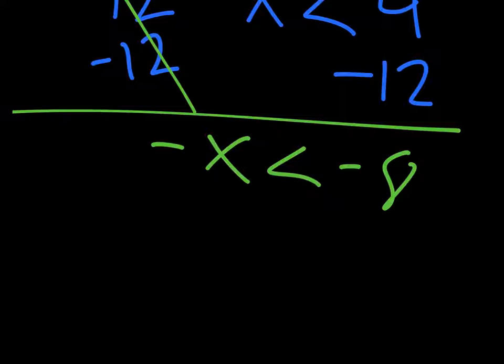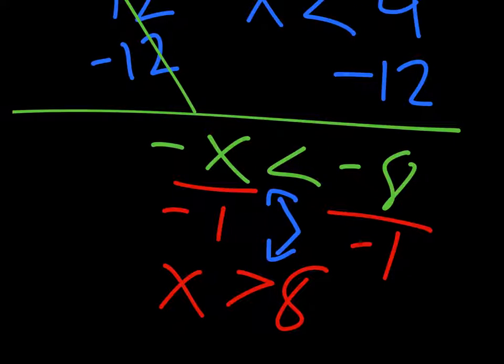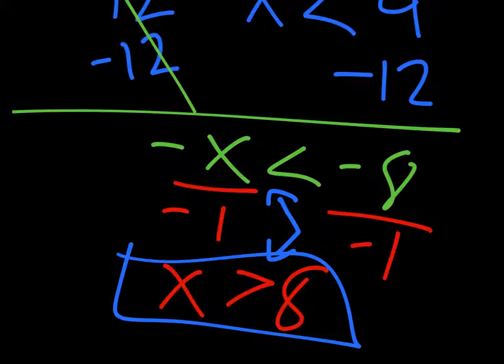Now we divide by negative 1. We now get x is greater than 8. This flips to the other side, okay? Let's say that again. This flips to the other side. Notice it was facing the right, now it is facing the left. When you divide by a negative, you are flipping the inequality sign. Just want to make sure that's clear.